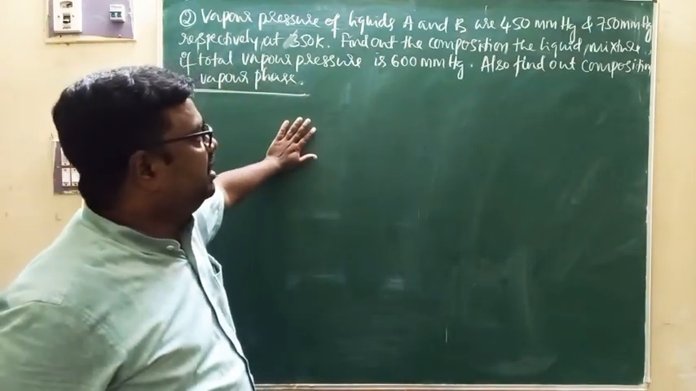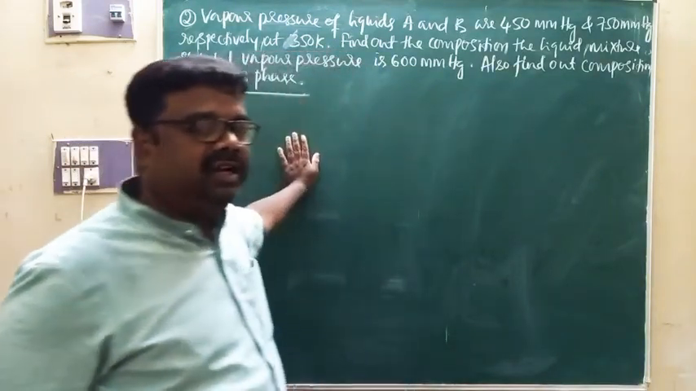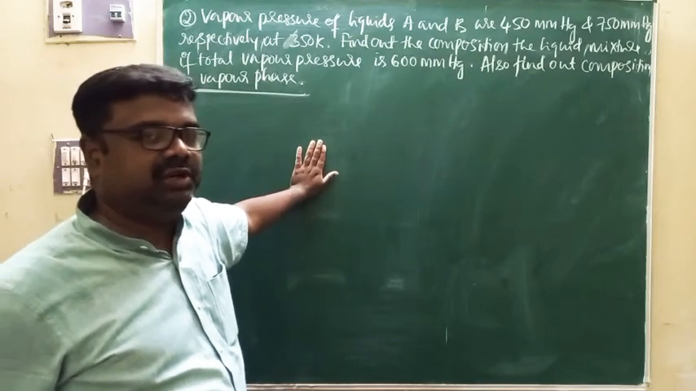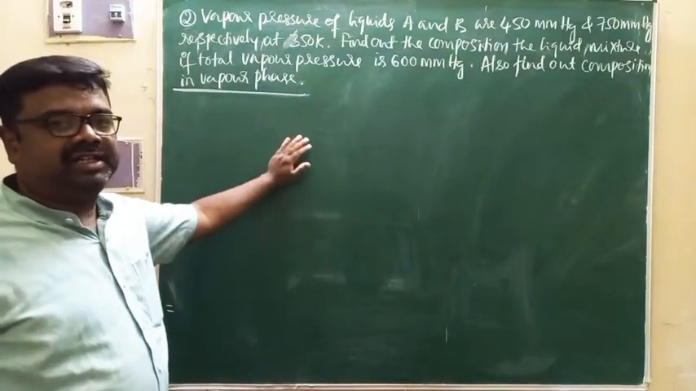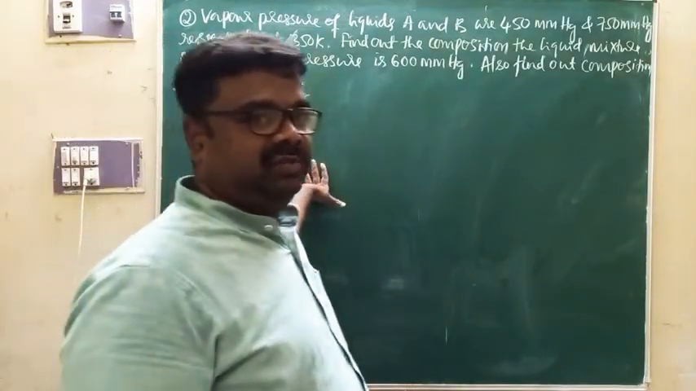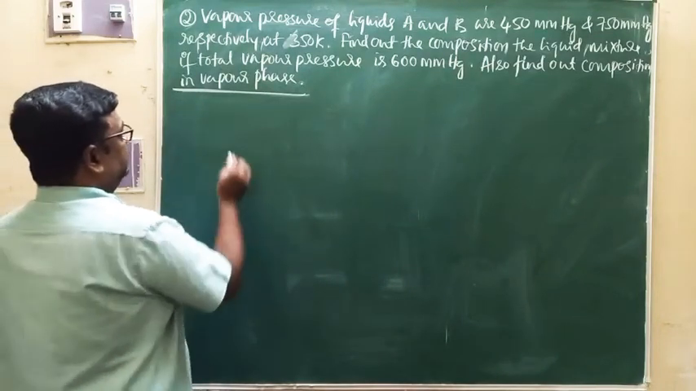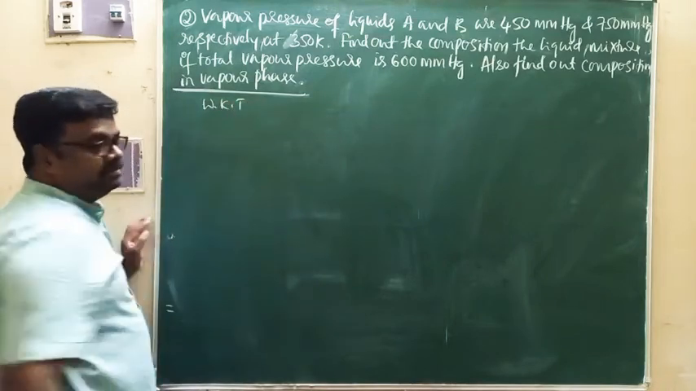And they have given the total vapor pressure of the solution, and you are supposed to calculate the mole fractions of each component, XA and XB in solution, and also you have to calculate their composition in vapor phase, that is, the mole fractions in vapor phase, YA and YB, you are supposed to calculate.